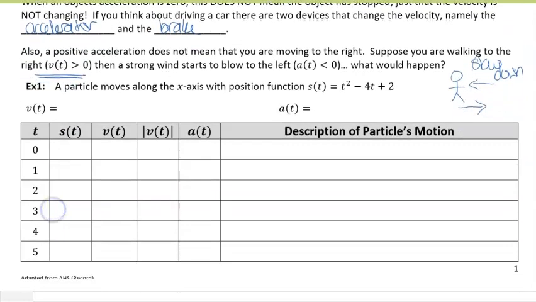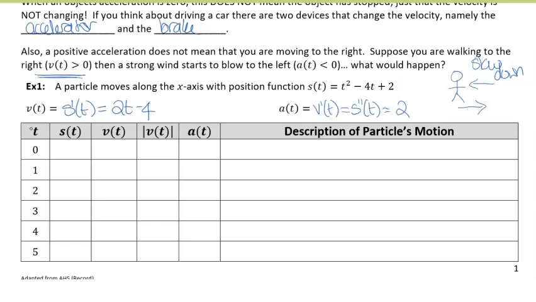Okay, so here, example 1. A particle moves along the x-axis, the position function s of t equals t squared minus 4t plus 2. Let's go ahead and find the velocity and acceleration first off. So we know that the velocity is s prime of t, because it's the derivative of position, so that's 2t minus 4. Acceleration is the derivative of the velocity, or the second derivative of position, so that would just be 2.